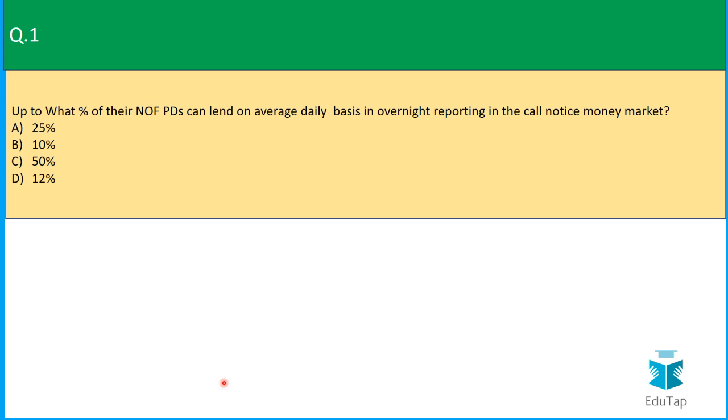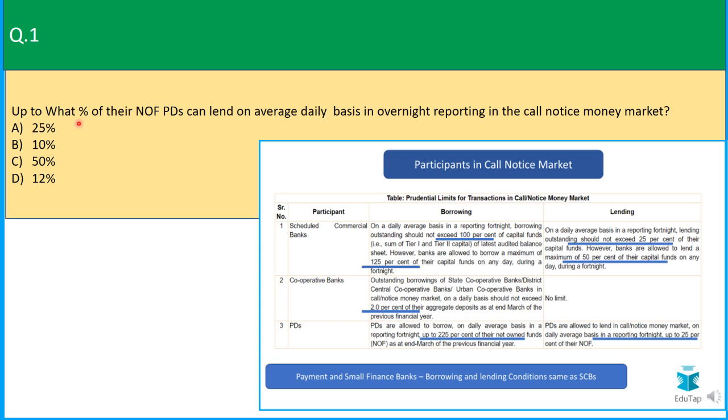Now let's do some questions to check whether you have understood the last slide, in case you are having any difficulty in that. Up to what percent of their NOF can PDs lend on average daily basis in overnight reporting in the call notice money market? Tell me. I have just explained what the condition is with respect to lending for PDs: this is calculated on average daily basis for a 15-day period, and the maximum percentage that they can lend is 25%, right? So the answer is A, 25%.